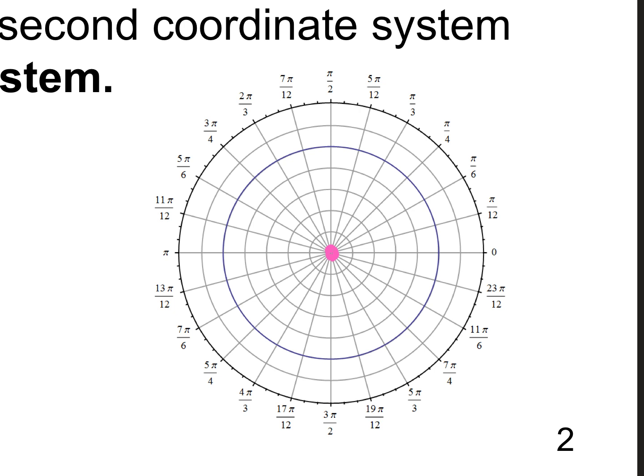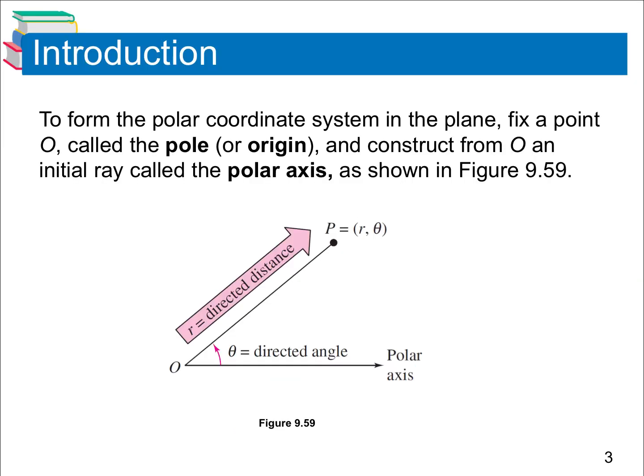That's kind of where we start. And then 0 is here. What does this graph kind of look like? The unit circle. We're bringing back the unit circle. So in our polar coordinate system, the origin is called the pole.